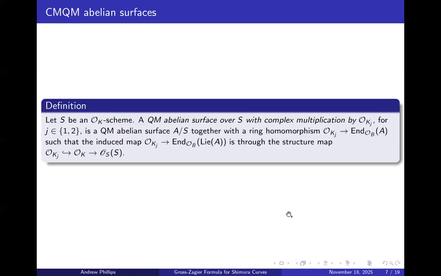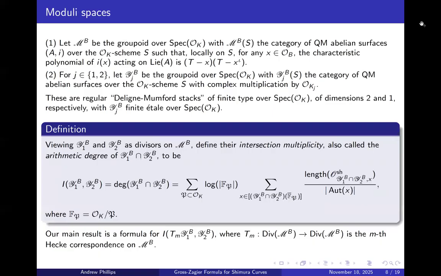Okay, so those are the main objects we'll study: these QM abelian surfaces that also have an action of this imaginary quadratic field. Sorry, a lot of stuff here.